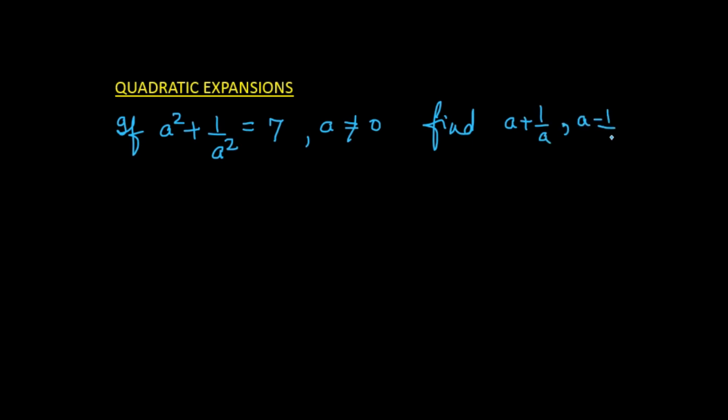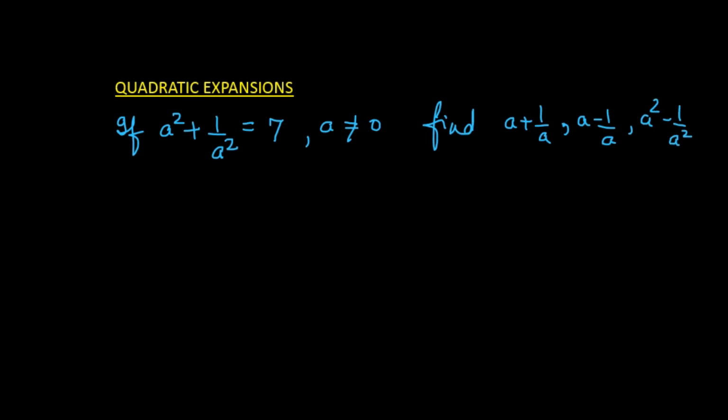If a square plus 1 by a square is equal to 7, given that a is not equal to 0, you have to find the value of a plus 1 by a, a minus 1 by a, and also a square minus 1 by a square.